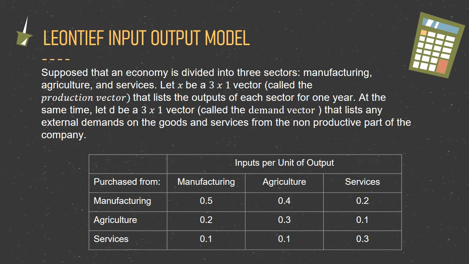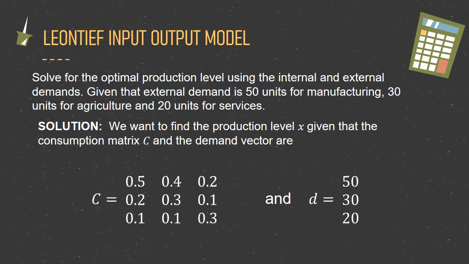So we have here the inputs per unit of output. Purchases from manufacturing, agriculture, and then services. For manufacturing, we have 0.5, 0.2, and 0.1. For agriculture, we have 0.4, 0.3, and then 0.1. For services, 0.2, 0.1, and 0.3. Solve for the optimal production level using the internal and external demands, given that external demand is 50 units for manufacturing, 30 units for agriculture, and 20 units for services.